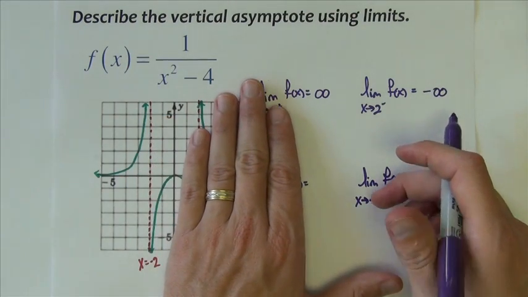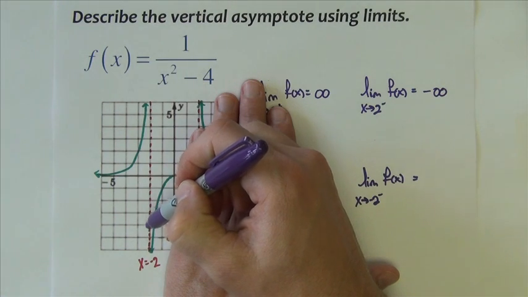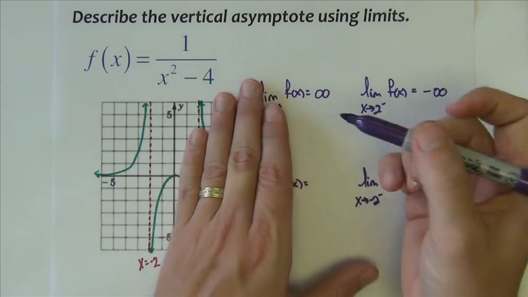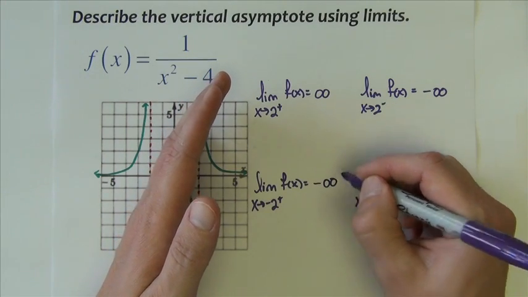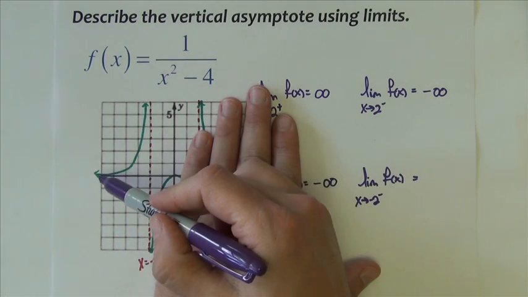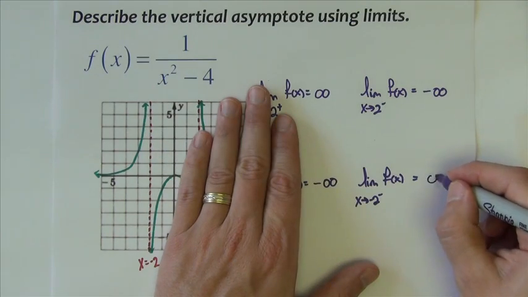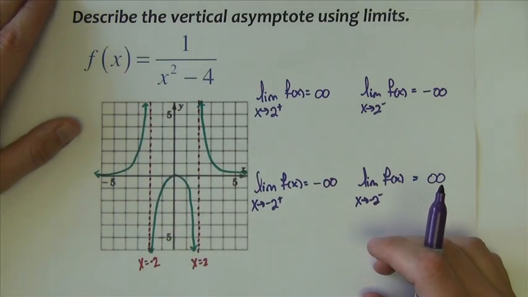Okay, now we do this one. As I approach -2 from the right, the graph goes down. As I approach -2 from the left of -2, the graph goes up. And there's our limit statements.